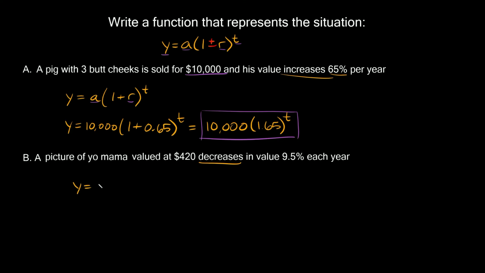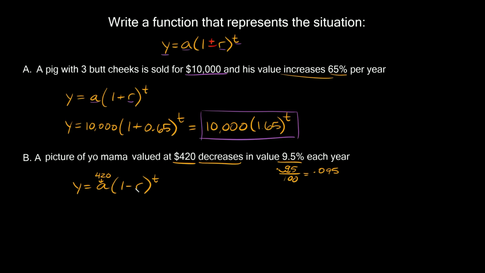So we're gonna use y is equal to a times 1 minus r raised to the t, okay? So the initial value, right? So it's a picture of Yo Mama valued at $420. So that was the initial value. So we're gonna plug in 420 right there. And then it says, decreases in value 9.5%. So again, the percent is our rate, right? But we have to turn this into a decimal. So to turn any percent into a decimal, just divide this number by 100. Okay, so 9.5 divided by 100 is equal to, just move the decimal 2 times to the left, like that. So it'd be 0.095, right?